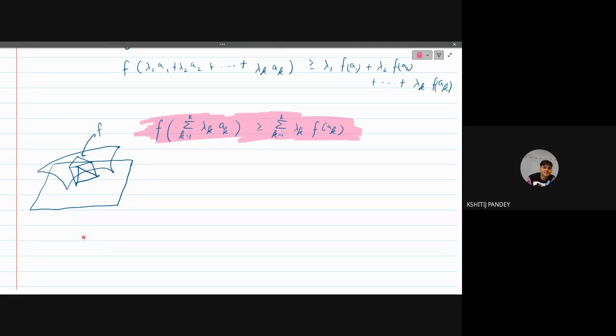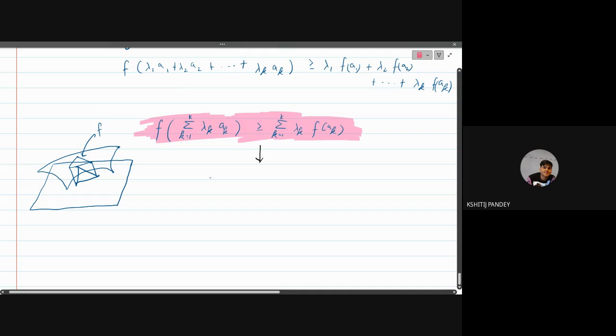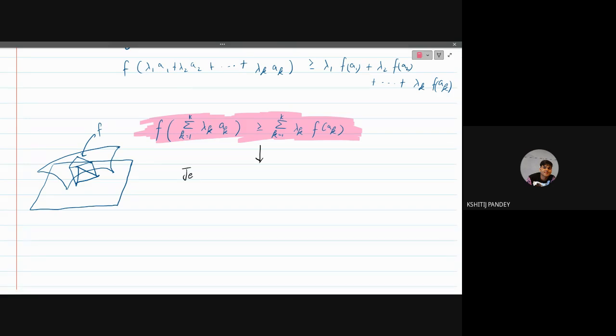So is this clear? Hello. Is Jensen's inequality clear? Hello, am I audible? Yes, sir. So this is your Jensen's inequality.